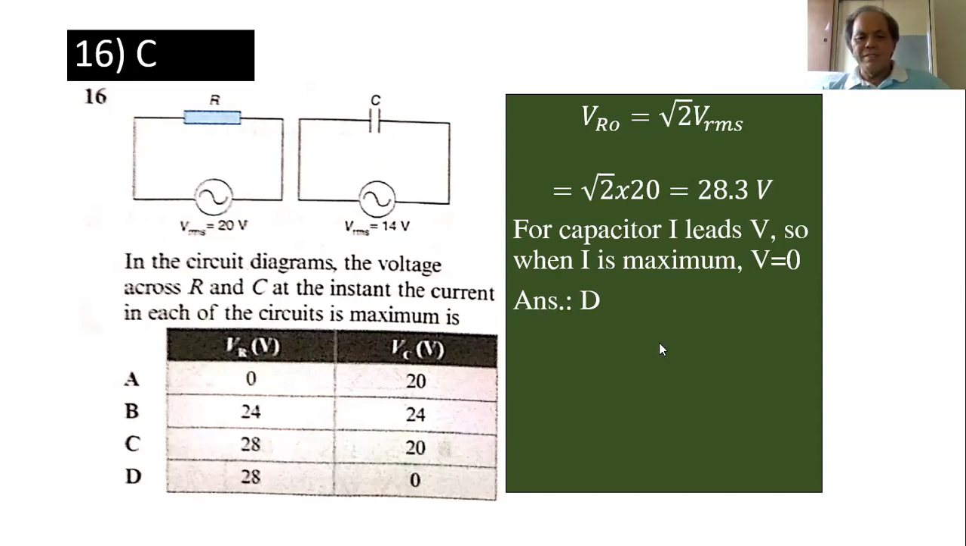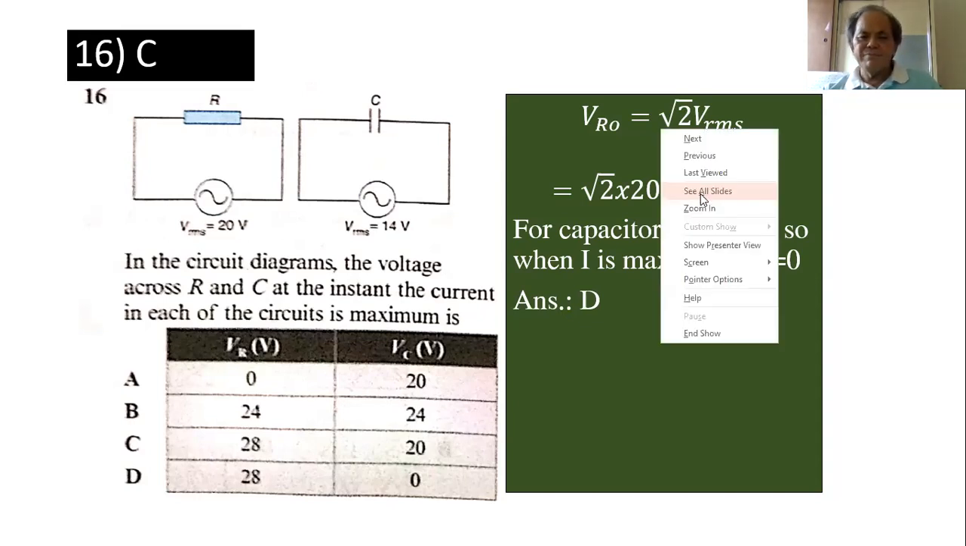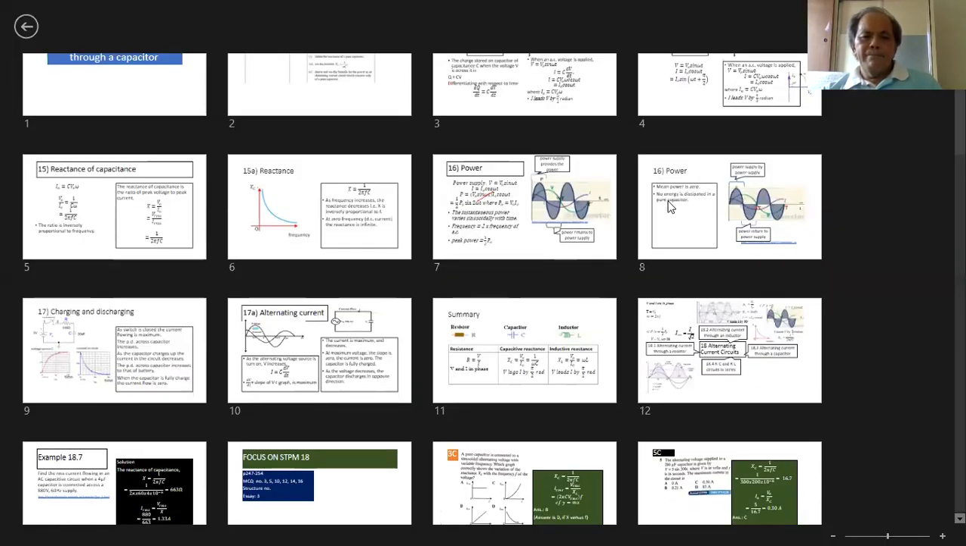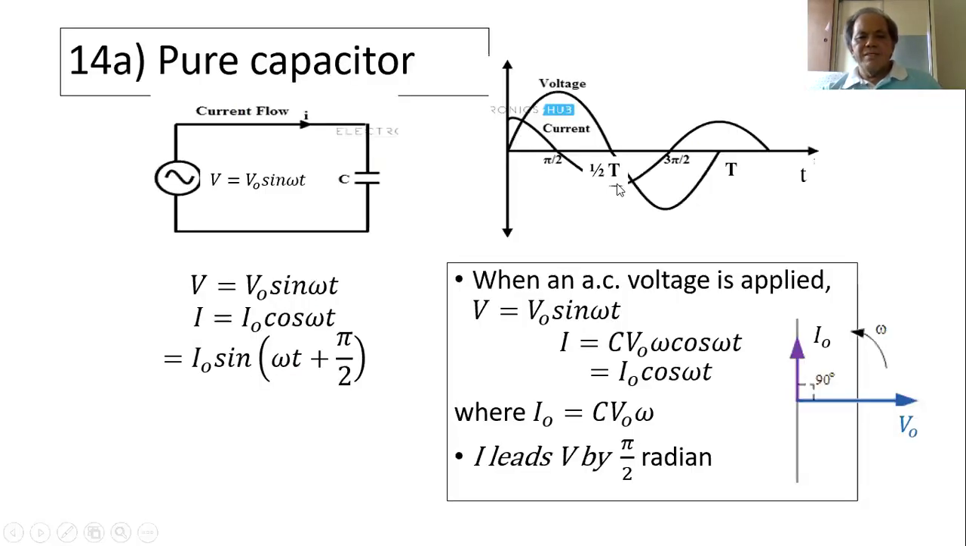Forgotten? Remember your graph? Go back to your graph. I is maximum, V is 0. I is minimum, also V equals 0. That you must remember.